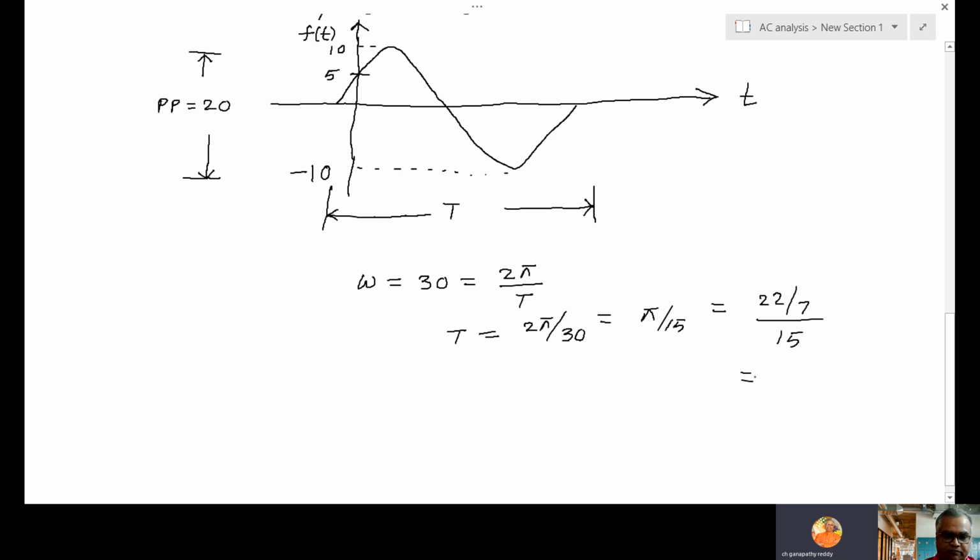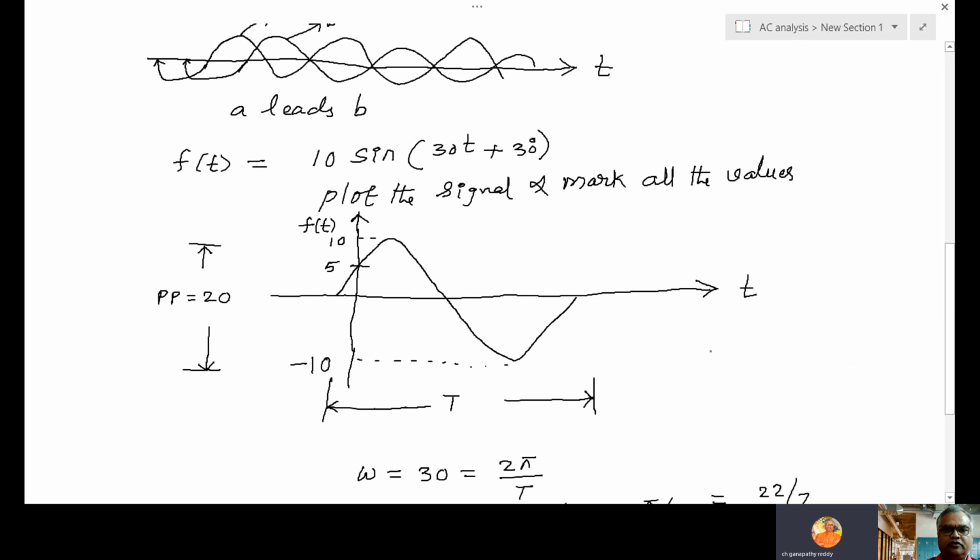If you simplify, 22 by 7 by 15 gives 0.21, approximately 0.2 seconds. So this is the time period. Like this, we find the time period.